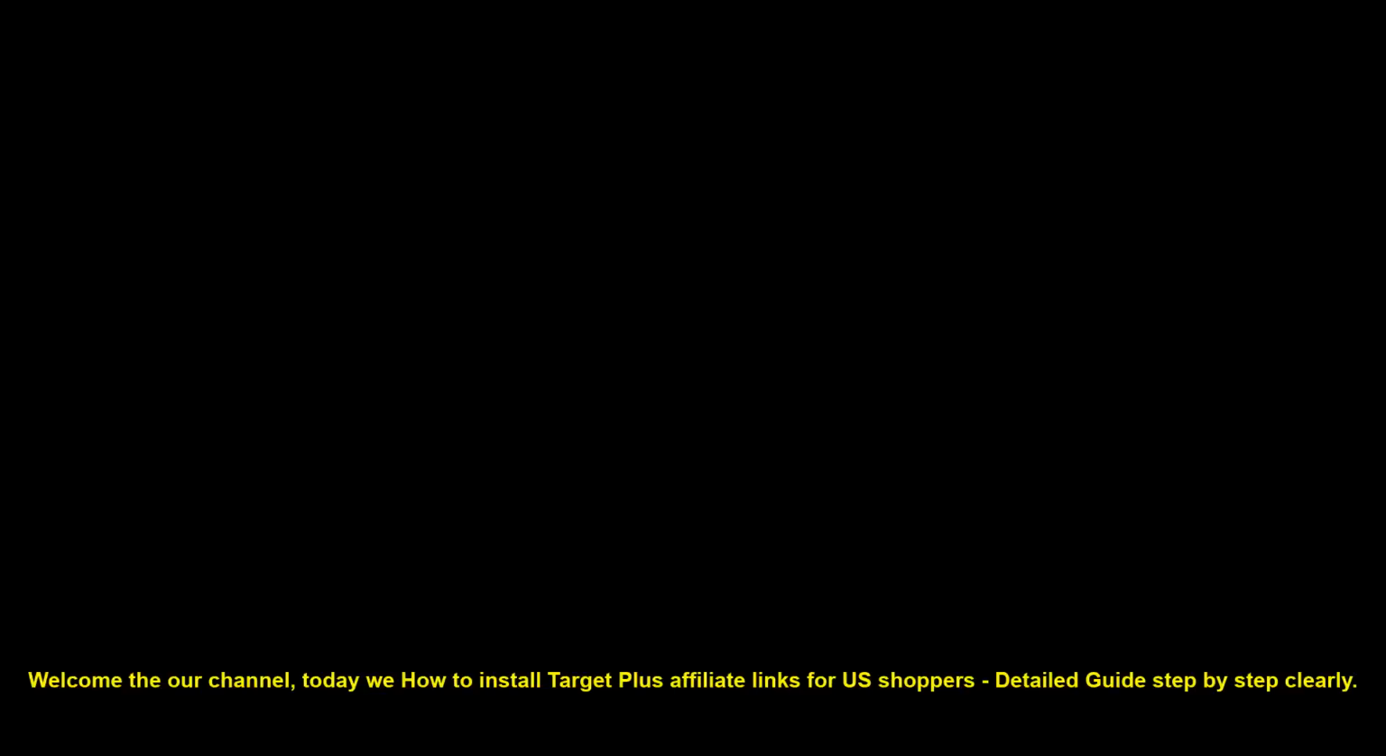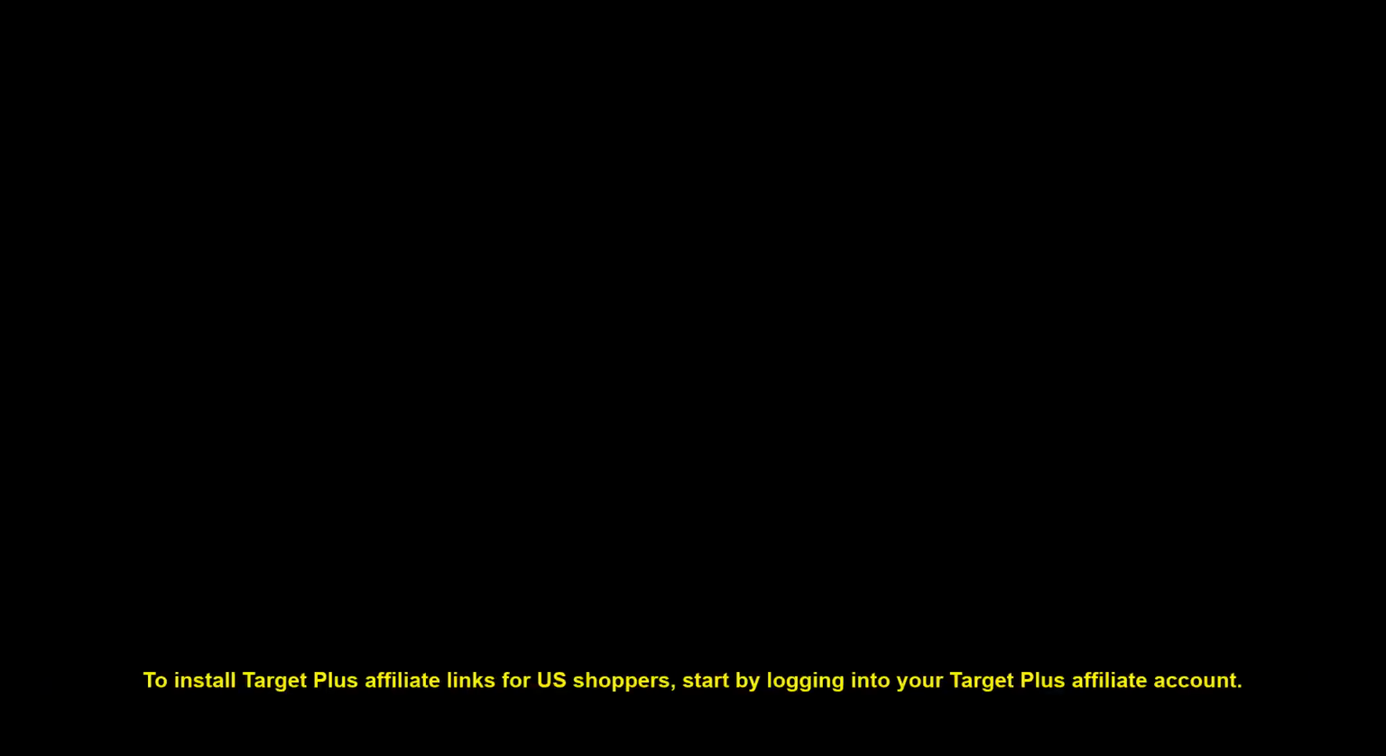To install Target Plus affiliate links for US shoppers, start by logging into your Target Plus affiliate account. Navigate to the dashboard to access your affiliate tools. Locate the link generation tool, which is typically found in the marketing or tools section.